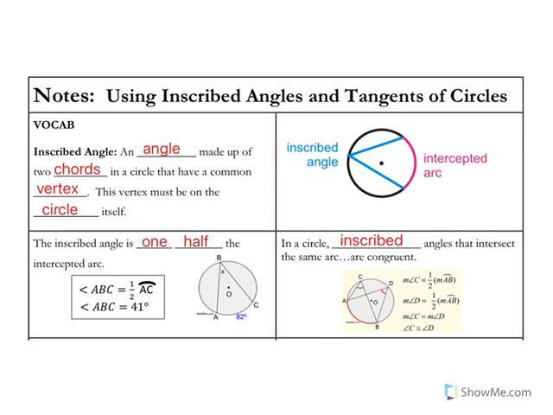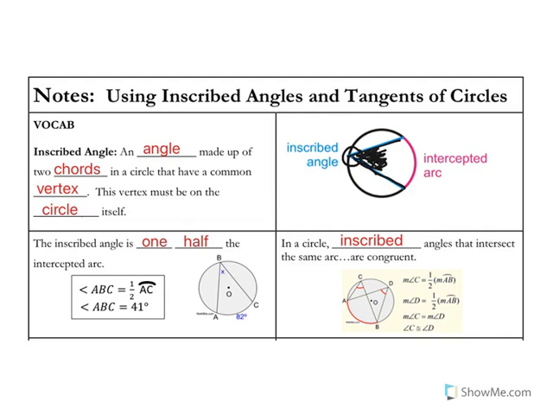All right, so an inscribed angle is an angle that's made up of two chords in a circle that have a common vertex. This vertex must be on the circle itself. So we have a diagram here that helps us understand it. A chord is just a short line segment. You can see these two chords. They're in the circle and they have a common vertex. That means that this right here is the inscribed angle, this little angle right here.